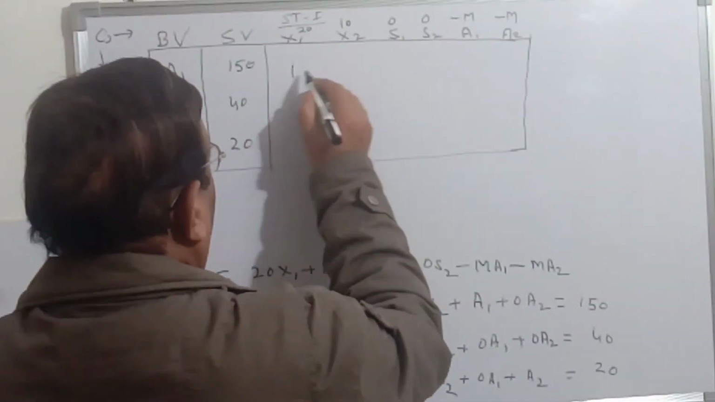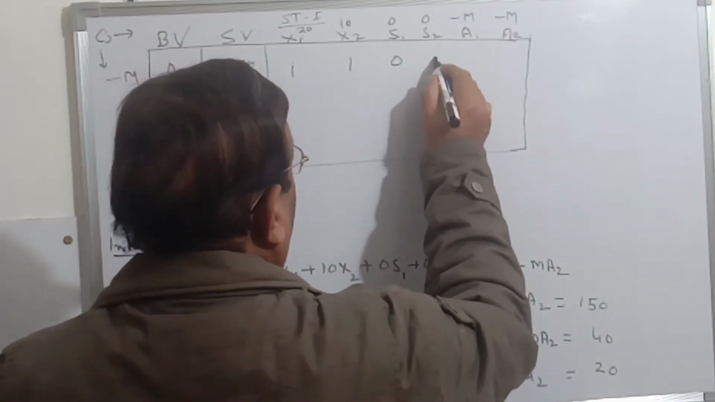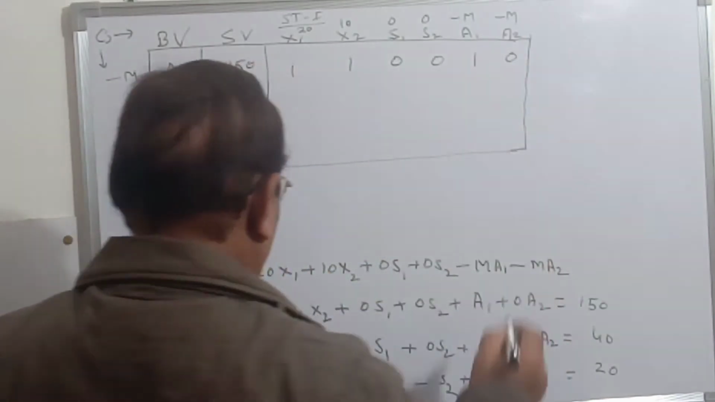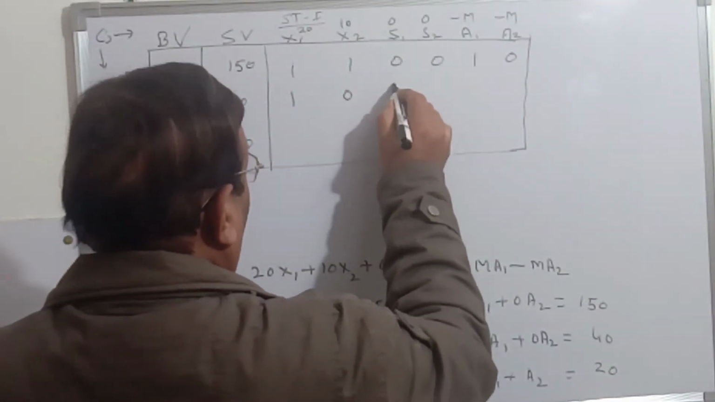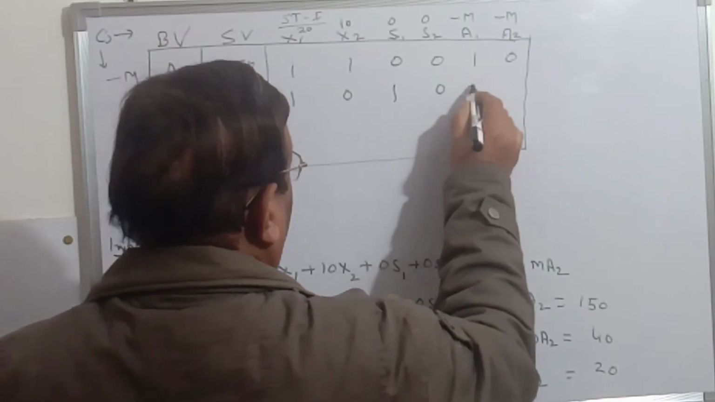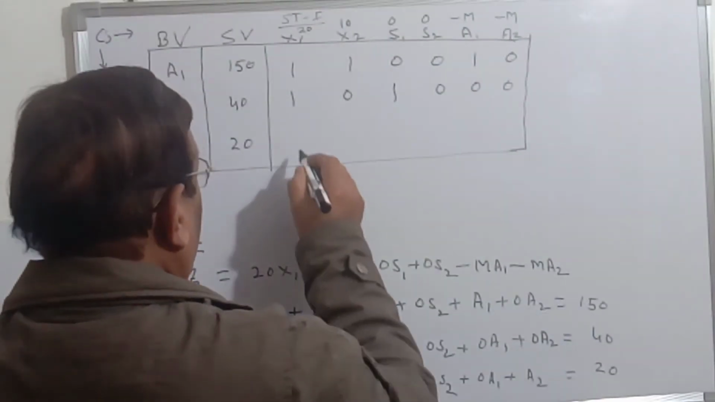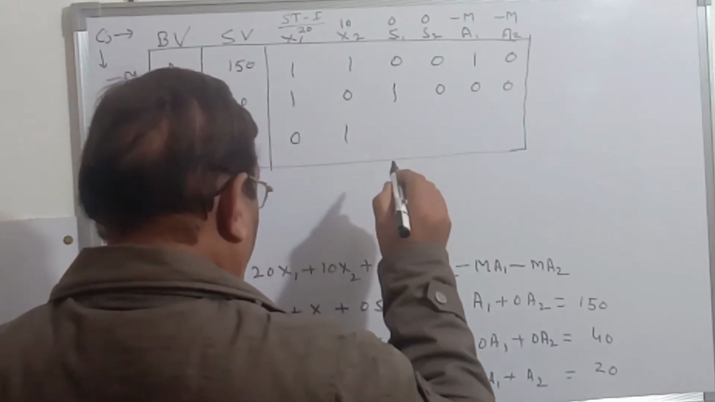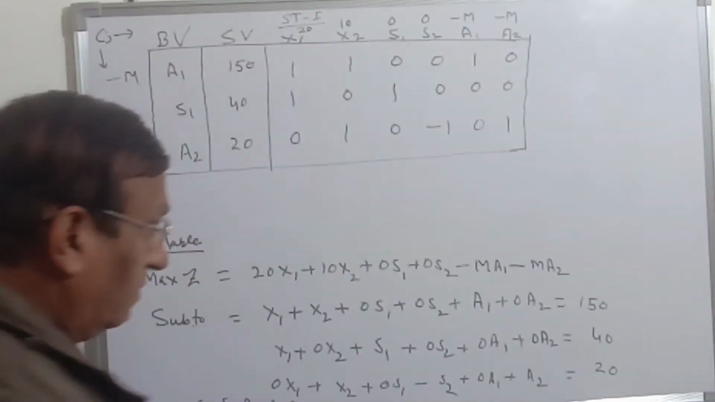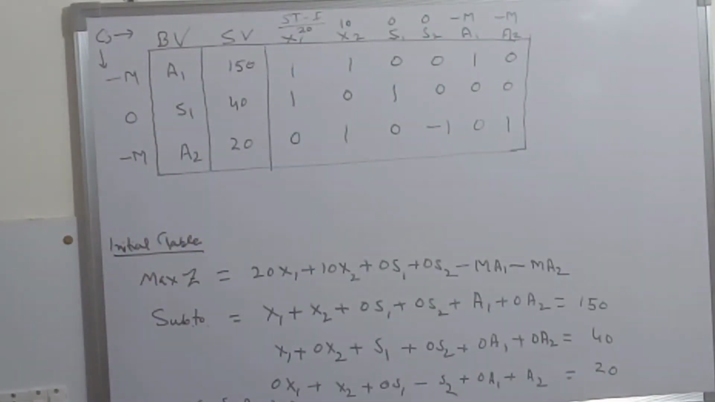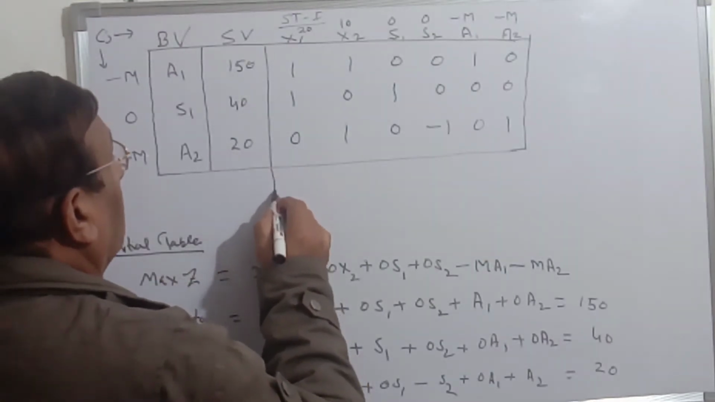Now you have to write down the coefficients of the equations. First: 1, 1, 0, 0, 1, 0. Second: 1, 0, 1, 0, 0, 0. Third: 0, 1, 0, minus 1, 0, 1. This is your simplex table 1. Now you have to proceed further.